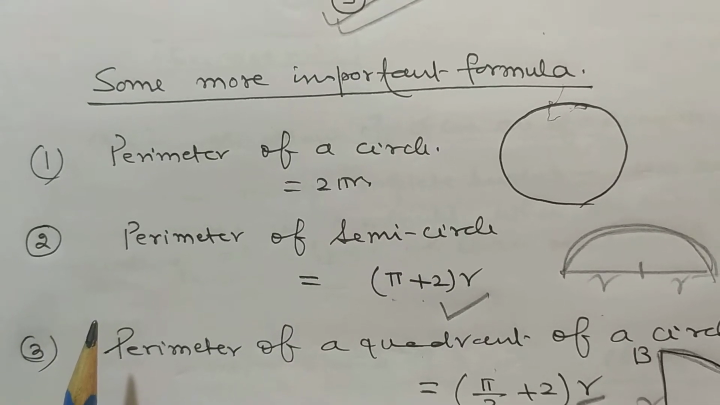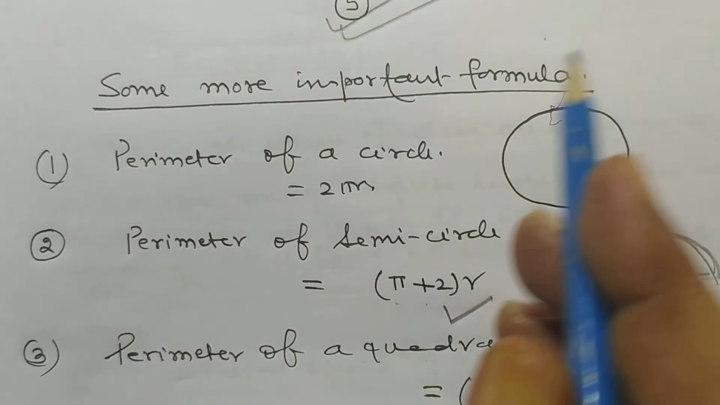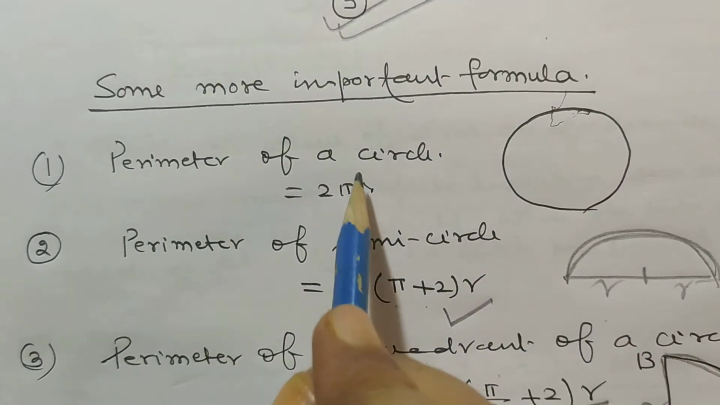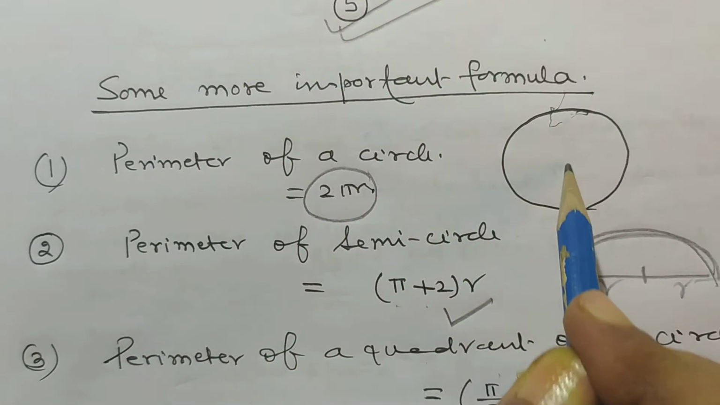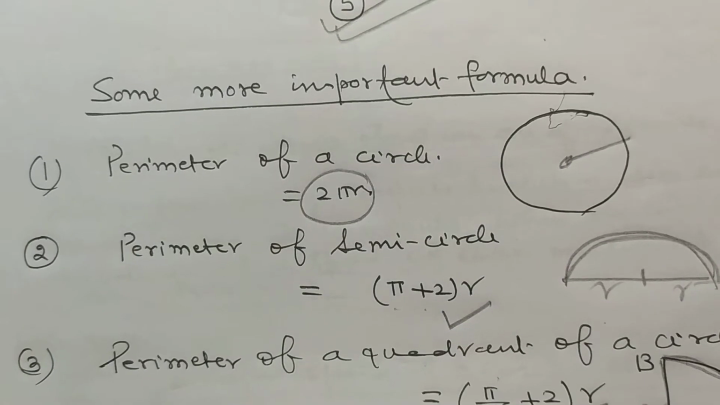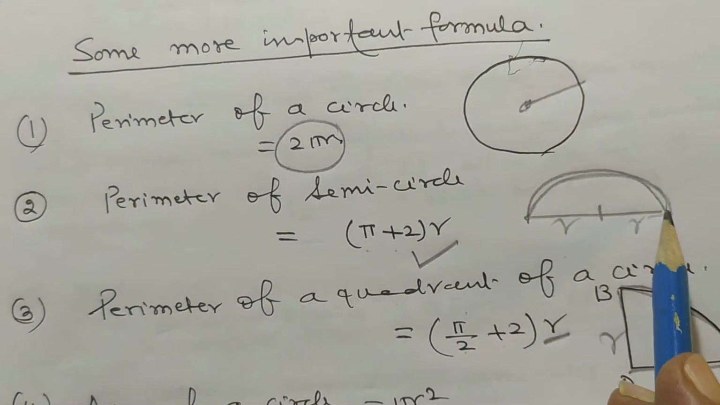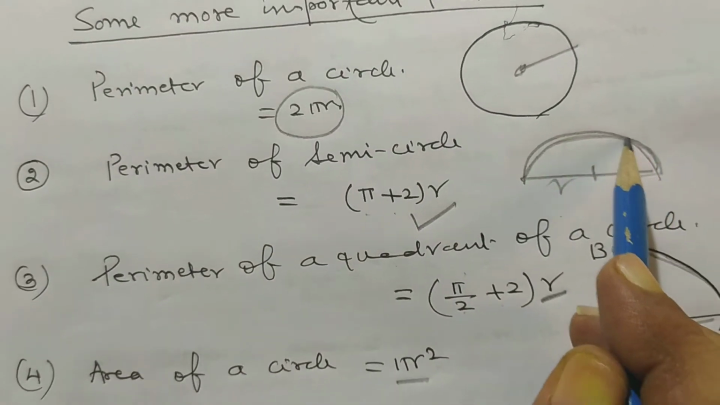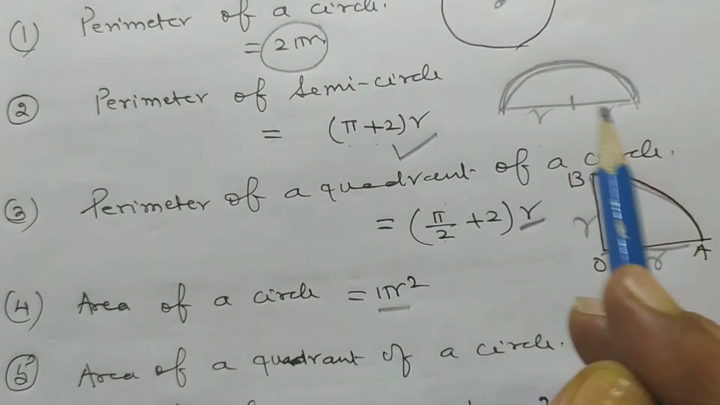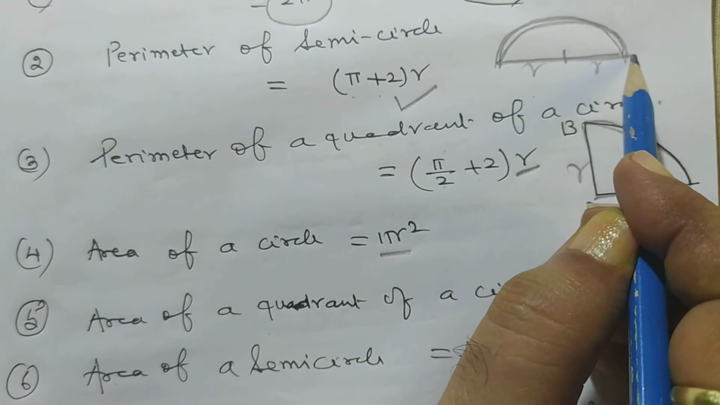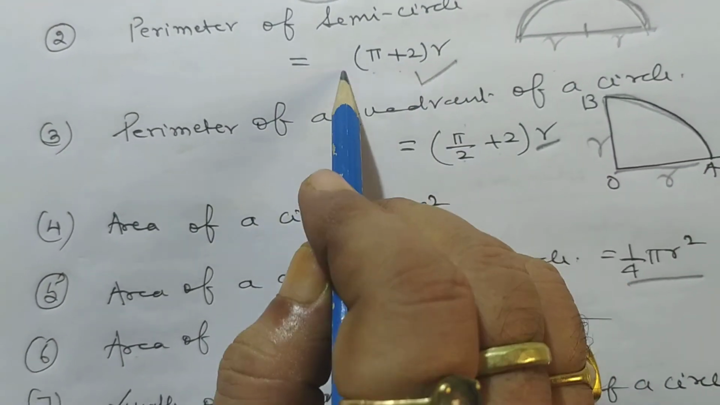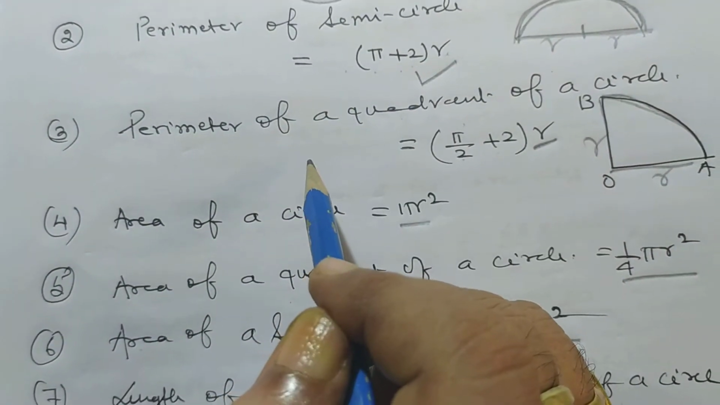You are familiar with this formula. Circumference is the perimeter of the circle and it will be 2 pi r, where r is the radius of the circle. Perimeter of semicircle: try to understand, this is pi r and it is bounded by this diameter. So, pi r plus 2r.